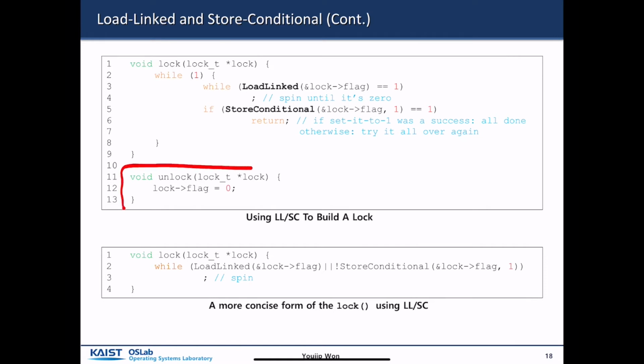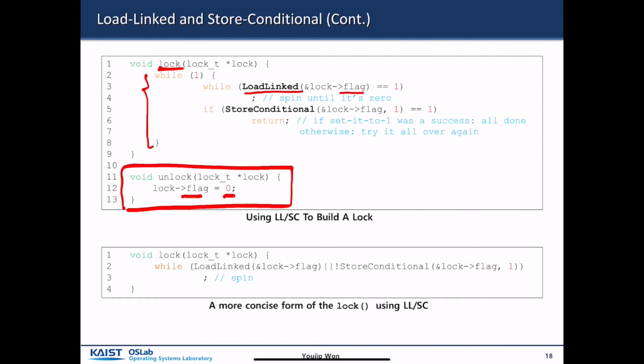Unlock is the same as before. We set the value of flag to 0. But lock is slightly different. It is in a while loop and checks whether the flag is 0 or not. If the flag value is 0, it means the lock is available. If the value of flag is 1, it means the lock is not available. So using load link, it checks the value of the flag. If it's 1, then it remains in the loop, keeps checking, waiting for the lock to be available. If the value of the flag is 0, then it gets out of the loop. However, when it gets out of the loop, we have to set the value of the flag to 1 so that no other threads enter the critical section.